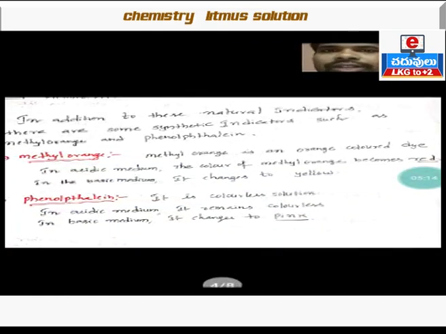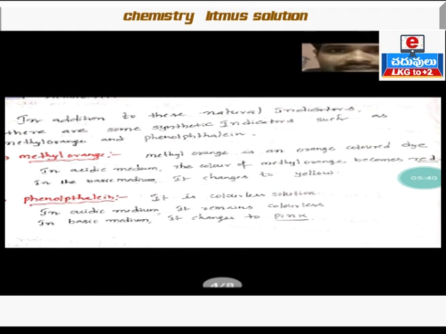Now, in addition to what we discussed till now, those are the natural indicators: red cabbage juice, turmeric paste, and litmus, the famous indicator. These three are natural indicators which are obtained from natural sources, just like plant sources. In addition to these natural indicators, there are some synthetic indicators. Synthetic indicators are nothing but man-made artificial indicators which are prepared in the laboratory by using chemicals.